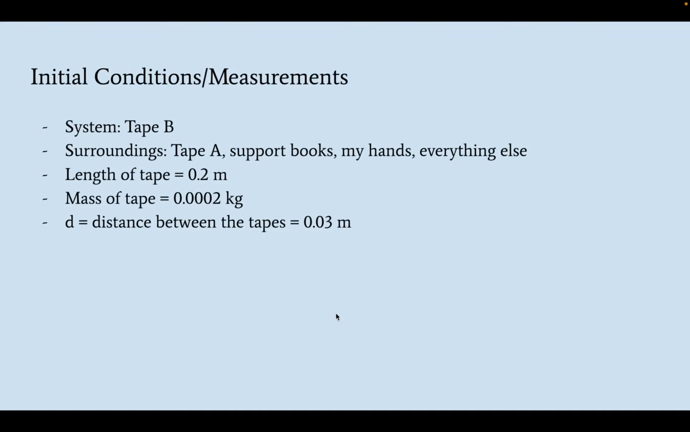Initial conditions: the system is tape B, the surroundings were tape A, support, books, my hands, and everything else. The length of the tape was 0.2 meters, the mass of the tape is shown, and then the distance between the tapes when tape B was hovering above tape A.